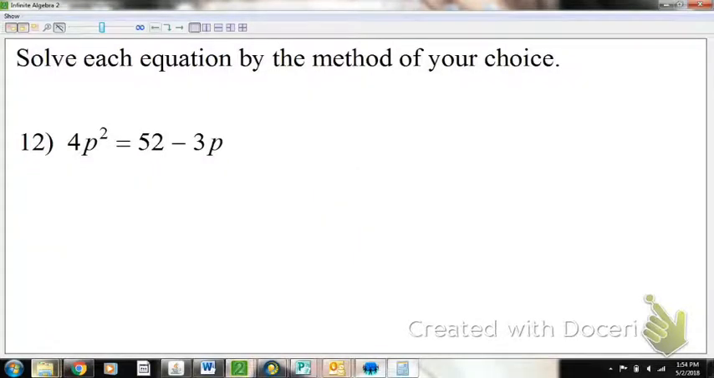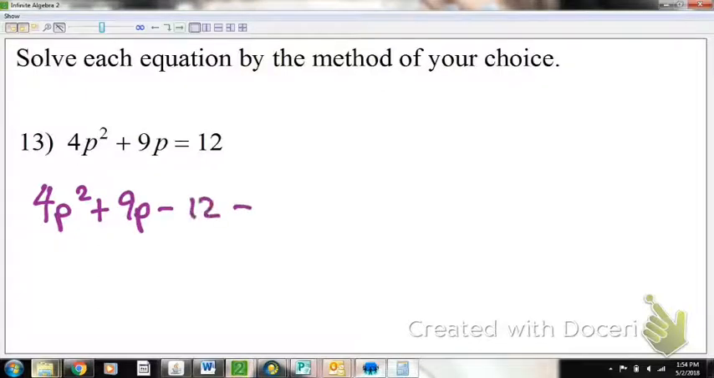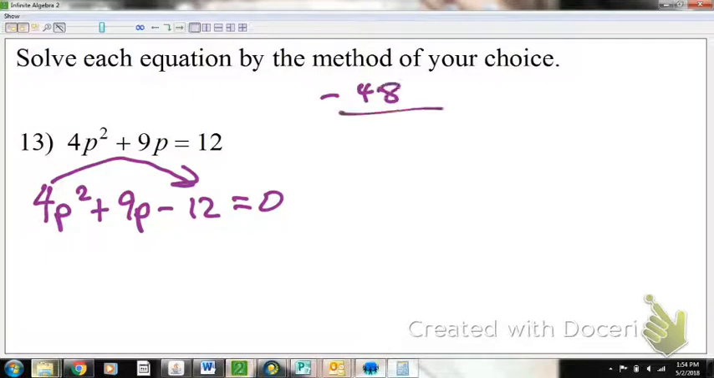All right, next example is number 13. We will have 4p squared. Again, I'm going to set it equal to 0. 4p squared plus 9p minus 12 equals 0. Are there any factors of negative 48 that add up to be positive 9? Let's see, 48 is 12 and 4, that doesn't work. 16 and 3, that doesn't work. 8 and 6 is not going to work. 2 and 24 won't work. 1, and I don't think this one is factorable.